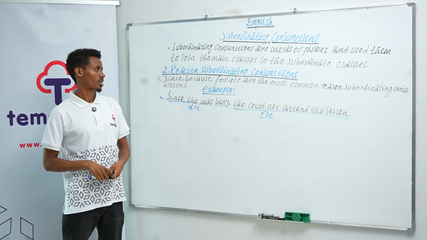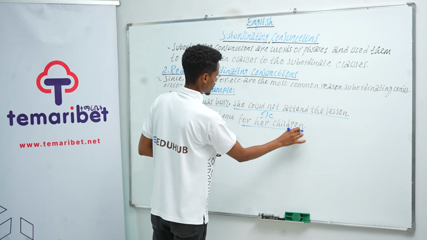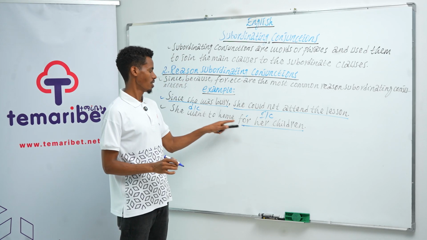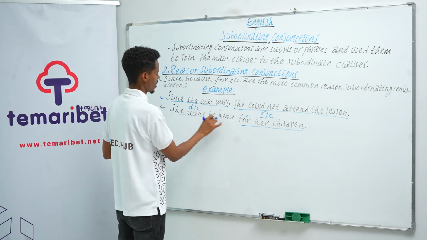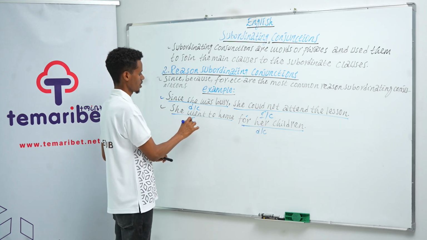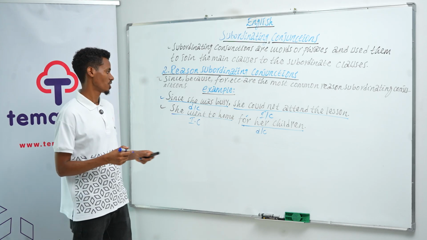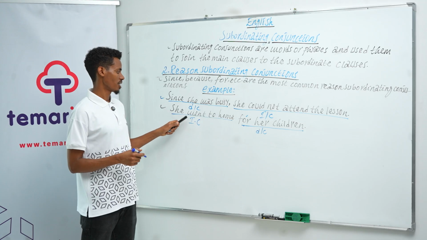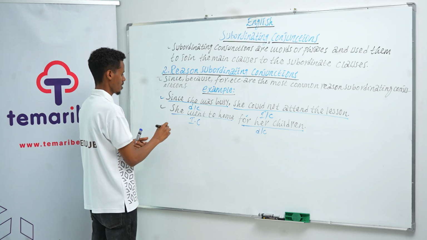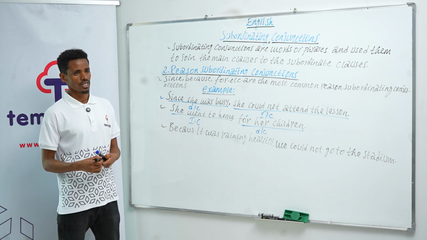We need to use reason subordinating conjunctions in order to link the dependent clause to the independent clause. And then the next one, start from for her children. Here we have one of the reason subordinating conjunctions, for, and then here we have the dependent clause. The first one is the independent clause. Here we didn't use a comma, since the independent clause comes at the beginning of the sentence.